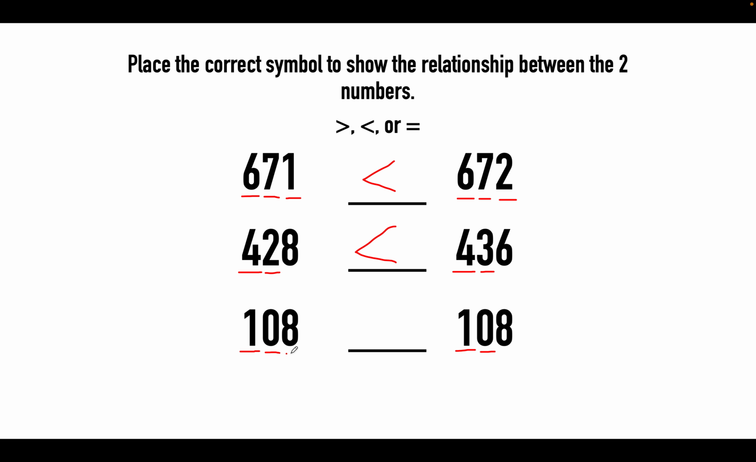So we have an 8 in the ones place on the left-hand side and an 8 in the ones place on the right-hand side. Since we have gone down to the ones place, that's the lowest place value we have, and both numbers have the exact same digits in the same places. So we know that these two numbers are equal.